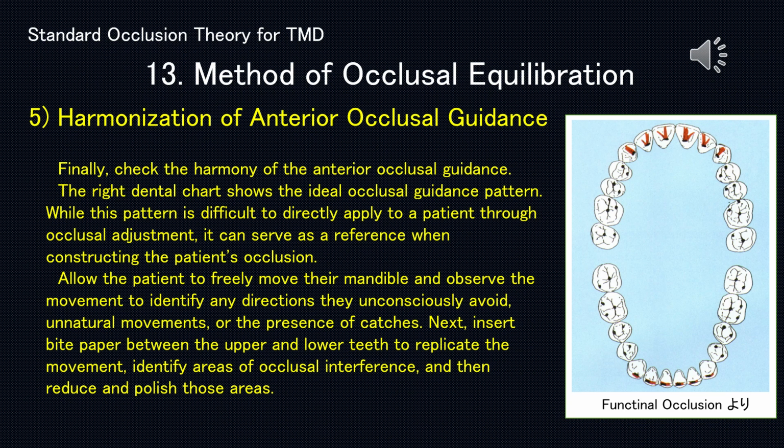Allow the patient to freely move their mandible and observe the movement to identify any directions they unconsciously avoid, unnatural movements, or the presence of catches. Next, insert bite paper between the upper and lower teeth to replicate the movement, identify areas of occlusal interference, and then reduce and polish those areas.